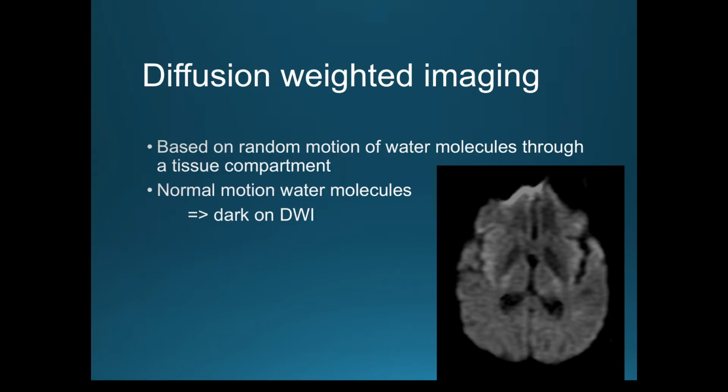Diffusion-weighted imaging gets its start many years ago. And so really what we're doing is we're tracking movement of water molecules in the brain.